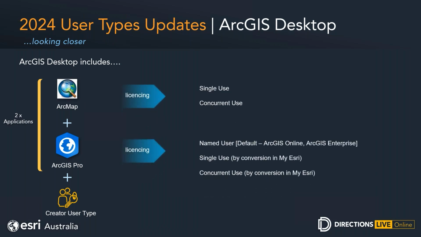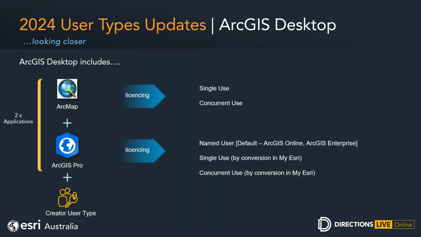So let's briefly review how each of these applications is licensed. ArcMap can be licensed as single use, which is one license per machine, and also concurrent use, which is multiple machines accessing one license manager. This is dependent on your organization's initial purchase. ArcGIS Pro can be licensed through user type or conversion of the user type entitlement to a single use or concurrent use license. Again, user type is the default license method and deployment for ArcGIS Online and ArcGIS Enterprise.